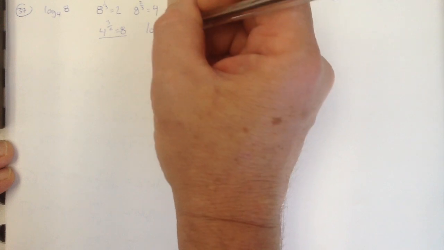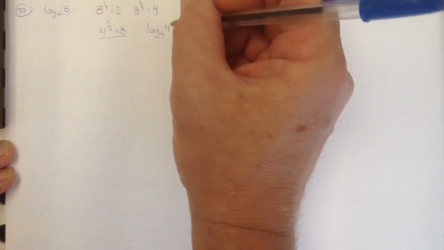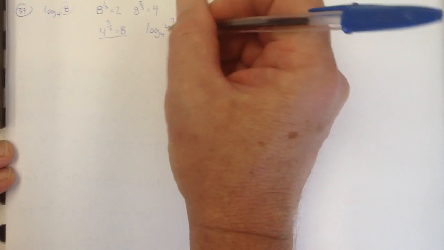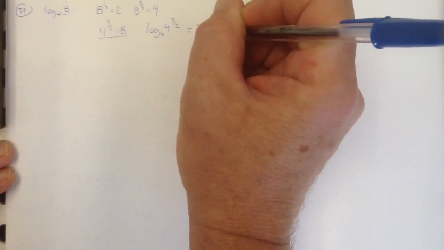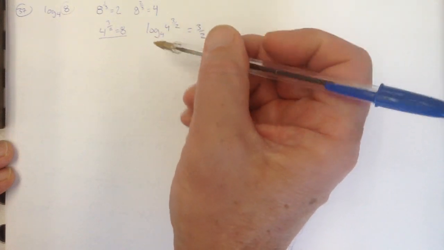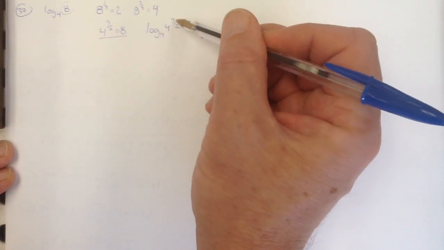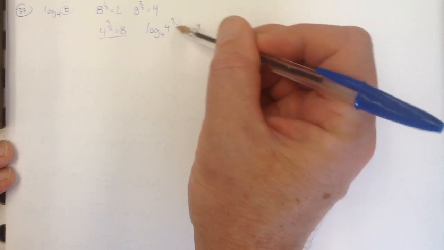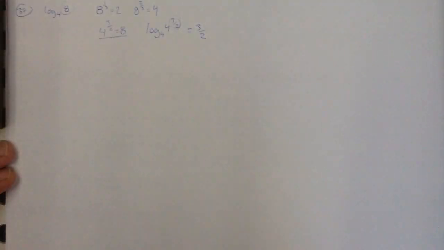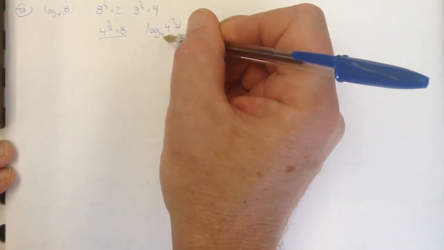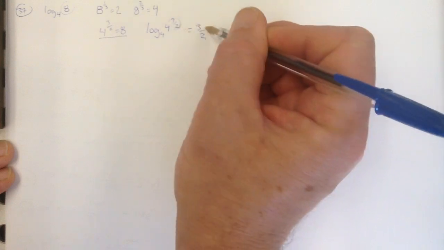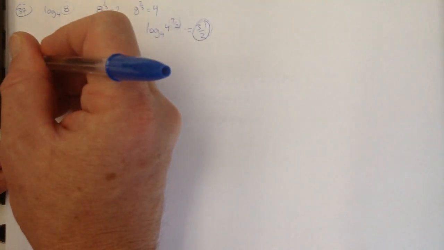If we then do log base 4, rewrite the 8 as 4 to the 3/2, and then recognize that, like in the last section, log base 4 of 4 to the something is just that something. That's like asking, what do you have to raise 4 to get 4 to the 3/2? Oh, the 3/2.